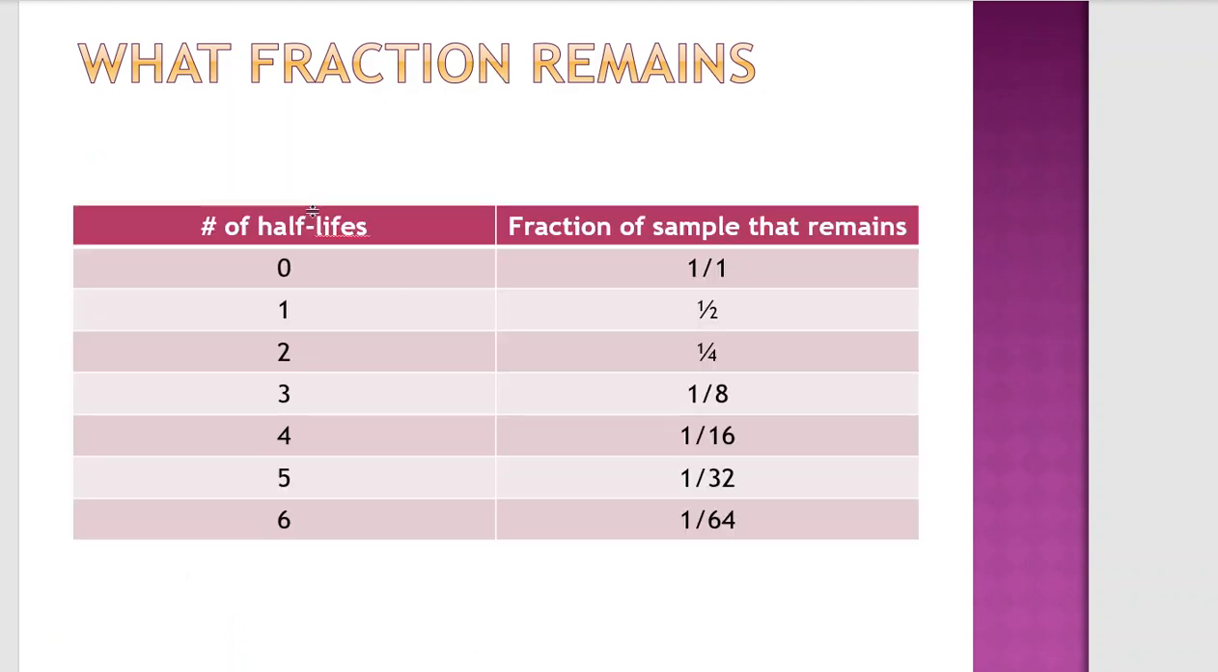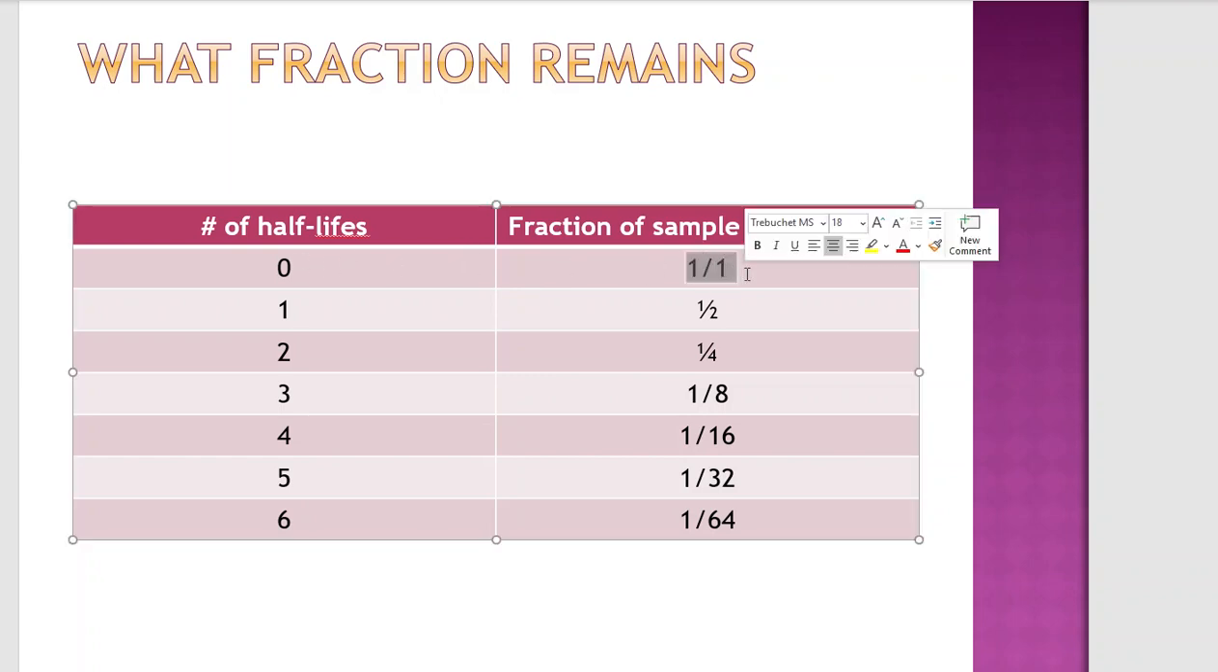So here, after this number of half-lives have occurred, this is the fraction that remains of your original sample. With 0 half-lives, you have 100%, right? 1/1. After 1 half-life, 1/2 remains. After 2 half-lives, 1/4. After 3 half-lives, 1/8. After 4 half-lives, 1/16. After 5 half-lives, 1/32. After 6, 1/64, and so on and so on. Okay, so I think you get the idea.